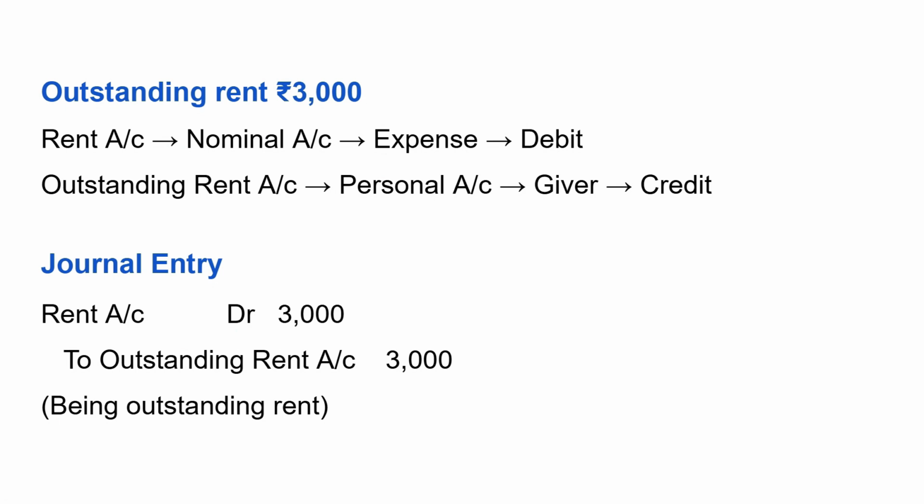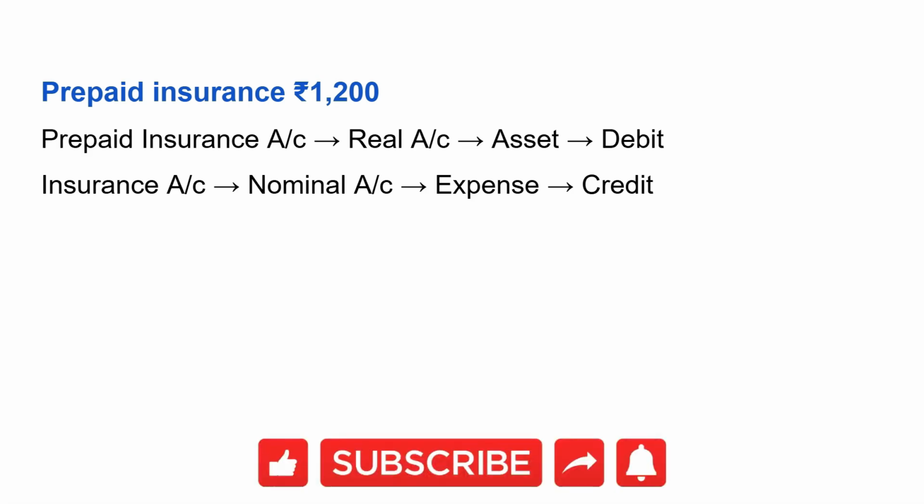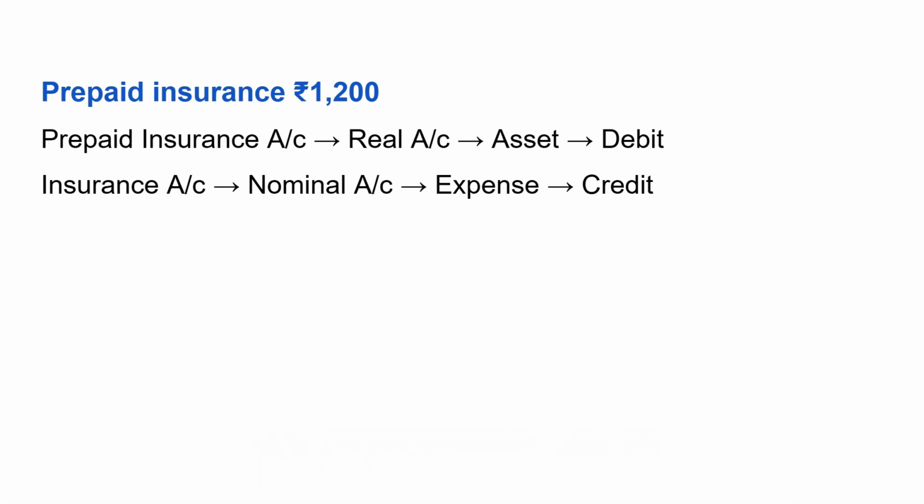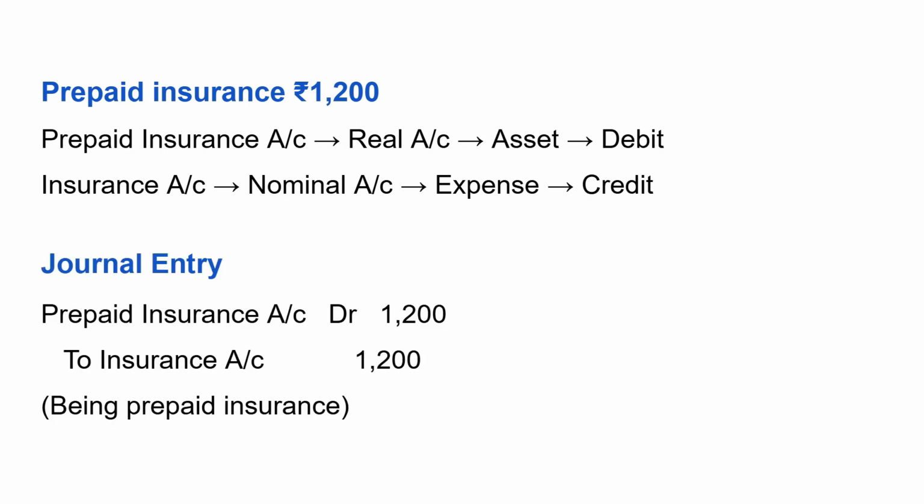Next. Prepaid insurance 1200. Here the two accounts affected are prepaid insurance account and insurance account. Prepaid insurance account is a real account and it is an asset, so it is debited. And insurance account is a nominal account and it is an expense, so it is credited. And the journal entry is prepaid insurance account debit 1200 to insurance account 1200. And the narration is being prepaid insurance.